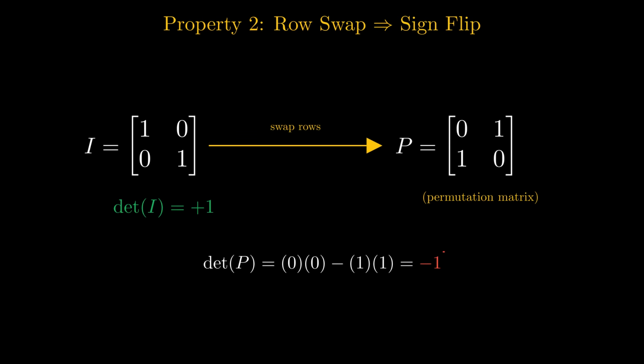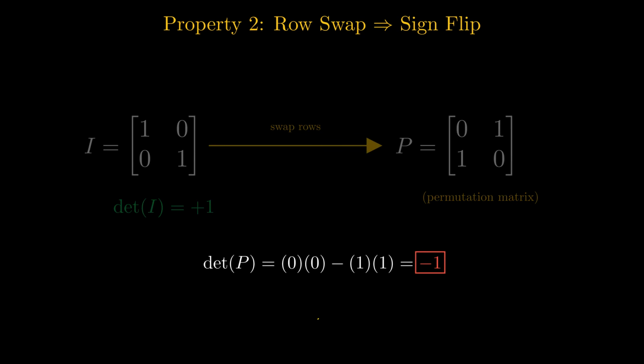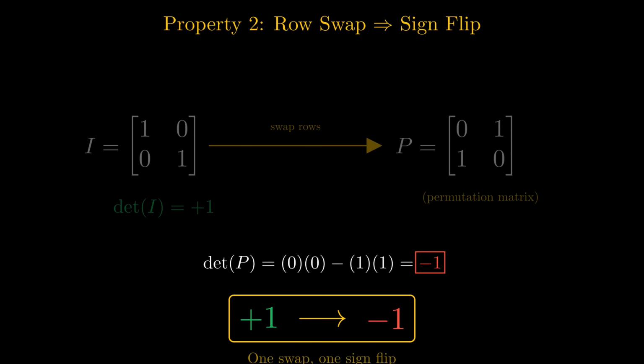What is its determinant? 0 times 0 minus 1 times 1 gives us negative 1. So the determinant went from positive 1 to negative 1. 1 swap, 1 sign flip. That's property 2. This idea extends to larger matrices. Start with the 3 by 3 identity matrix.